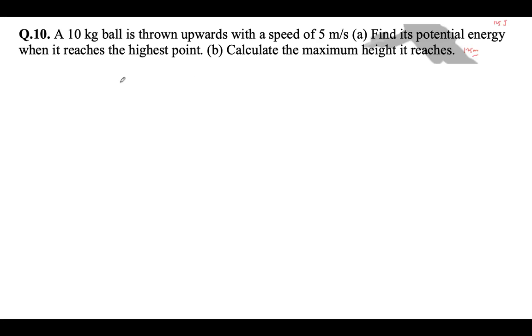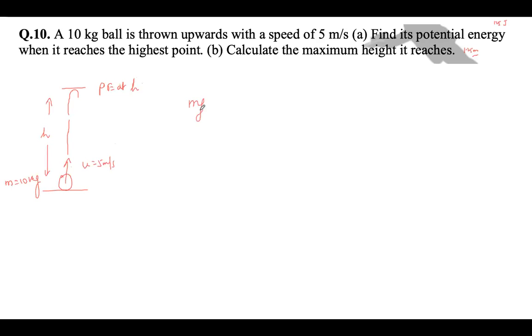Okay, let's say. So a 10 kg ball is thrown upward with a speed of 5 meter per second. So we are throwing a ball whose mass is 10 kg with a speed of 5 meter per second. Find its potential energy when it reaches the highest point. So we have to find the potential energy at the highest point. Calculate the maximum height it reaches. We have to find the h also.